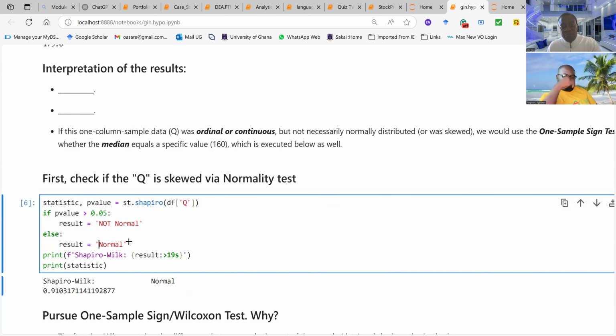So from scipy.stats, I import this called Wilcoxon. The statistic and the p-value are given by Wilcoxon, our data is the Q, and we can see that we are subtracting the 160 from the Q. So for every Q, you subtract 160 from it, and then you print the result. Let's do that and see.